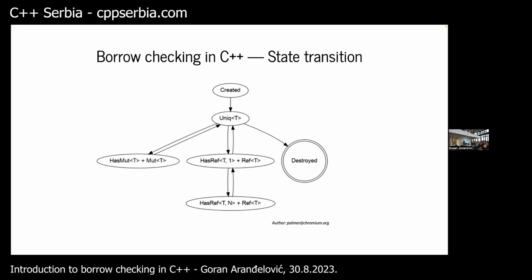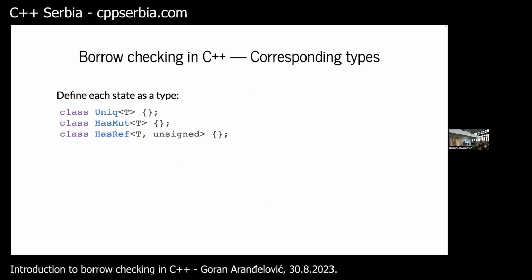And of course, last but not least, the important state is the destroyed state, and you can destroy an object only if you're the unique owner of that object. If there are some other references still pointing to an object, if you borrowed something to somebody, you cannot destroy it, and you will be warned about that. So this is the state transition in Rust mainly.